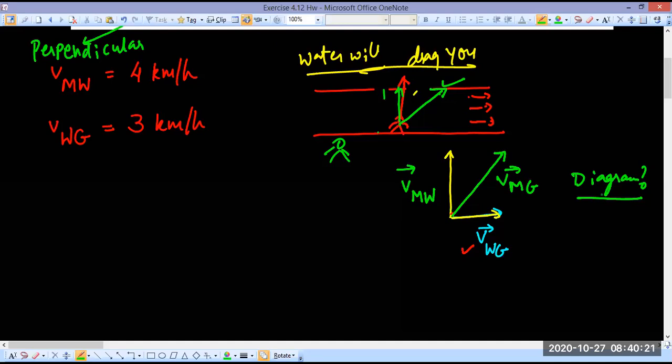Diagram clear, everyone? Okay, if you understand the diagram, then everything will come easily. No worries at all, right?